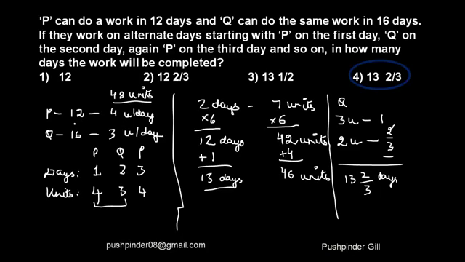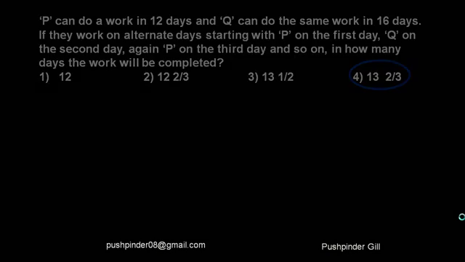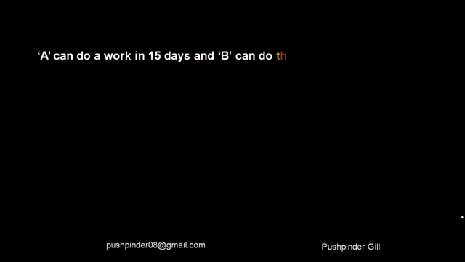Fine. Again, now we require 2 units. However, Q is going to finish 3 units that day. That means he'll be taking just 2/3 of the day to finish the job. So 13 days there, 2/3 day here, that means a total of 13 2/3 days, right? So I hope everyone understood. This was a good question, but if you had not used the unitary method, you would never get the answer. Fine. So let's see that.